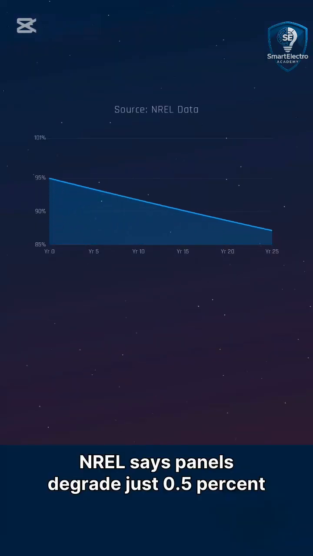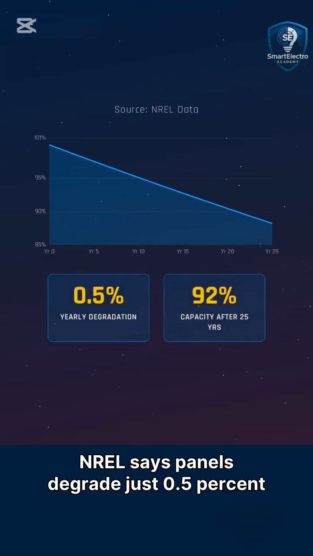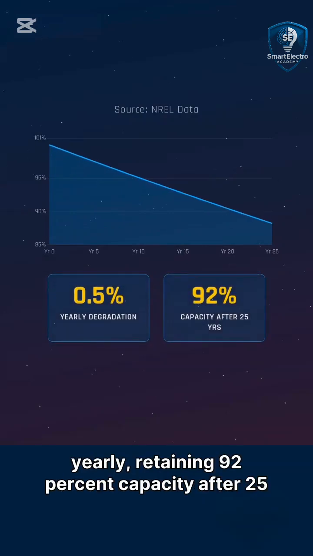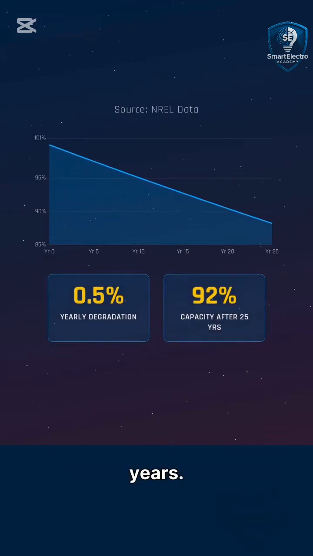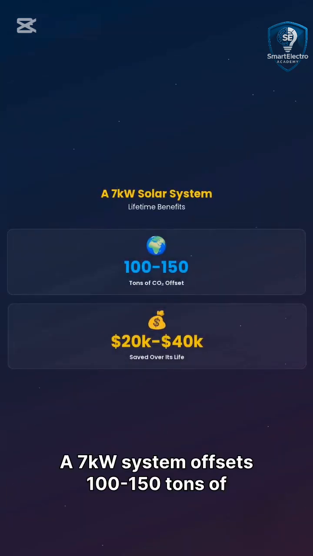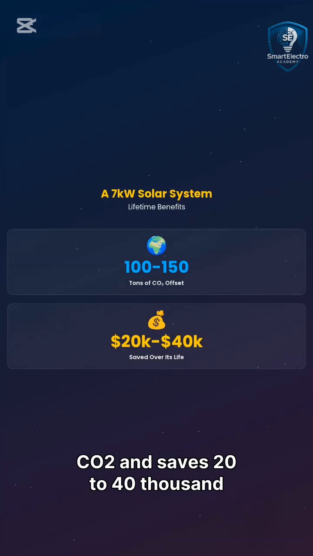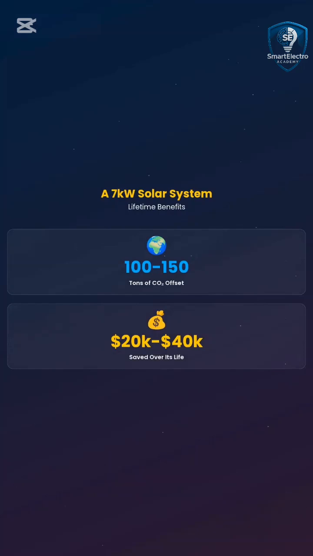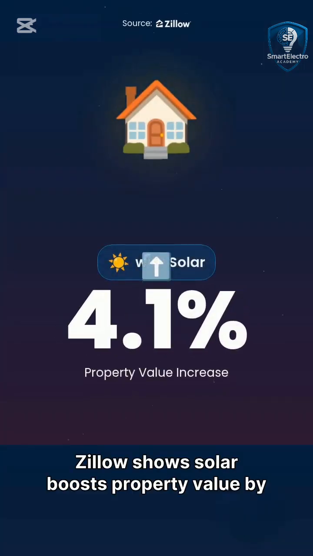NREL says panels degrade just 0.5% yearly, retaining 92% capacity after 25 years. A 7-kilowatt system offsets 100 to 150 tons of CO2 and saves $20,000 to $40,000 over its life. Zillow shows solar boosts property value by 4.1%.